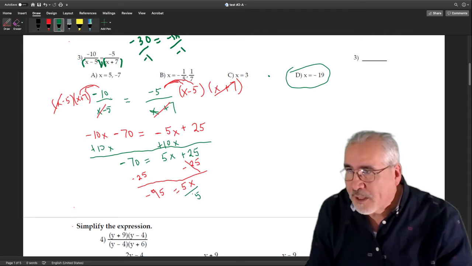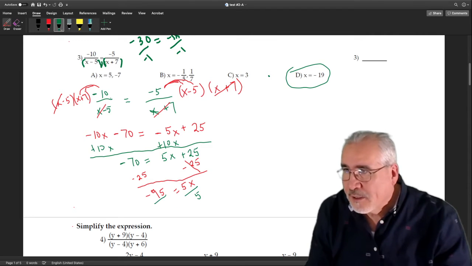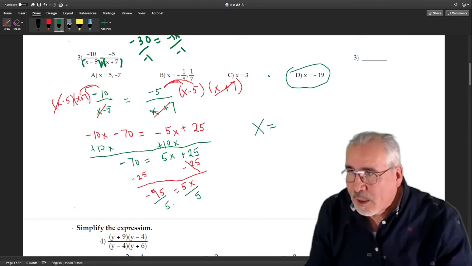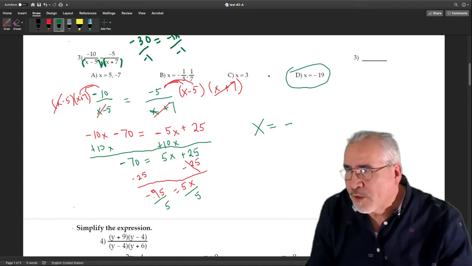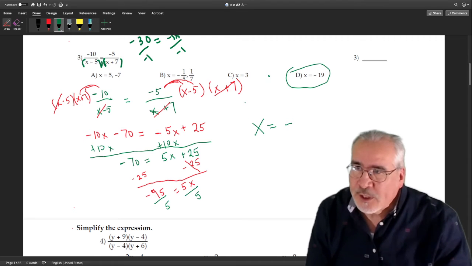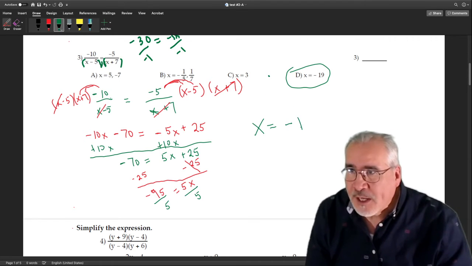Let's divide by 5. Divide by 5, and what we get is x, negative divided by positive, it's definitely negative. Now what I would just do is if you took 100 divided by 5, that's 20. 95 is 5 less. So yeah, that's negative 19.